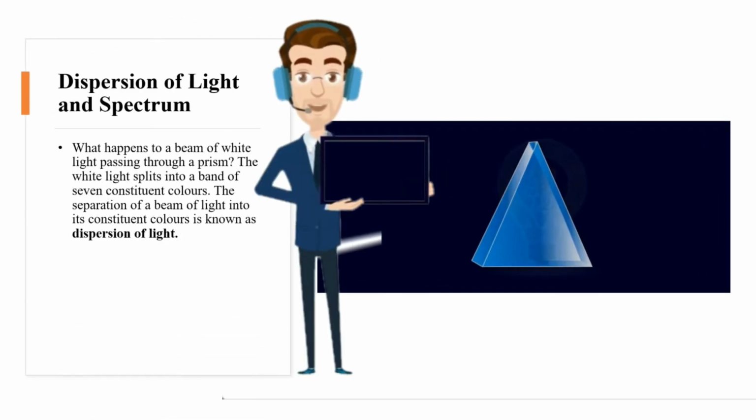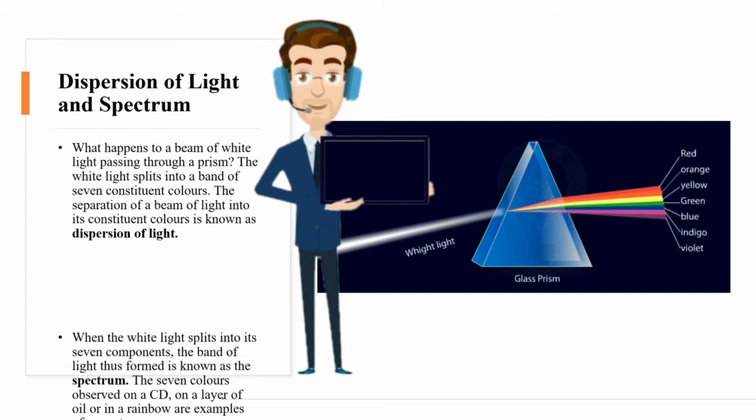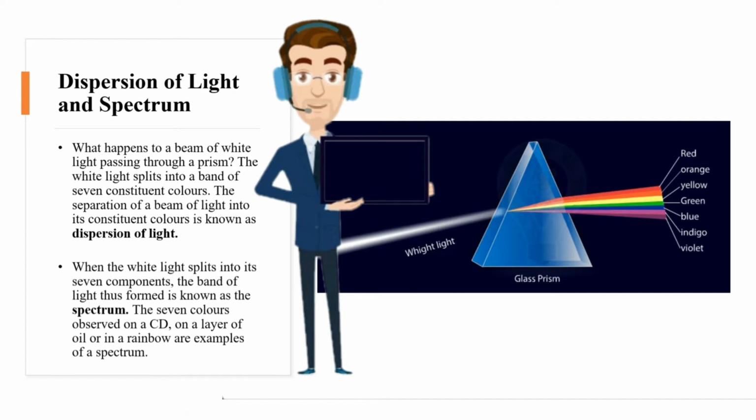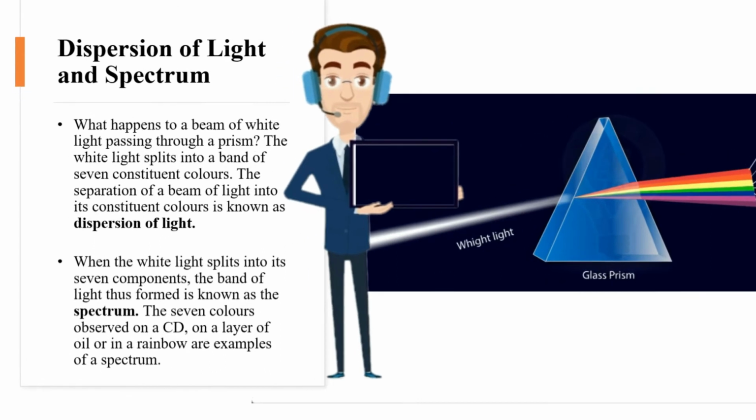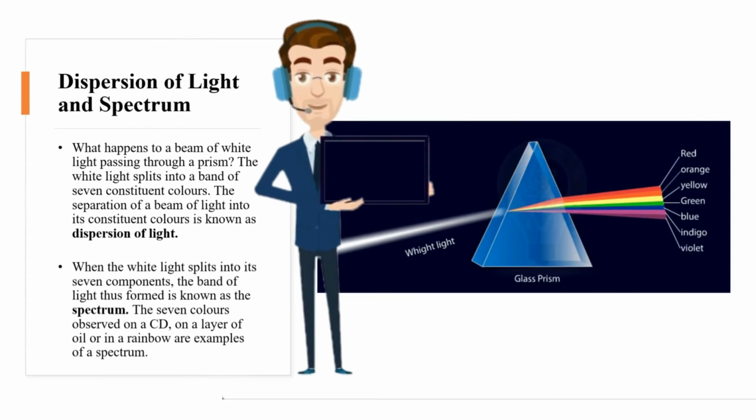Dispersion of light and spectrum. What happens to a beam of white light passing through a prism? The white light splits into a band of 7 constituent colors. The separation of a beam of light into its constituent colors is known as dispersion of light. When the white light splits into its 7 components, the band of light thus formed is known as the spectrum. The 7 colors observed on a CD, on a layer of oil or in a rainbow are examples of a spectrum.